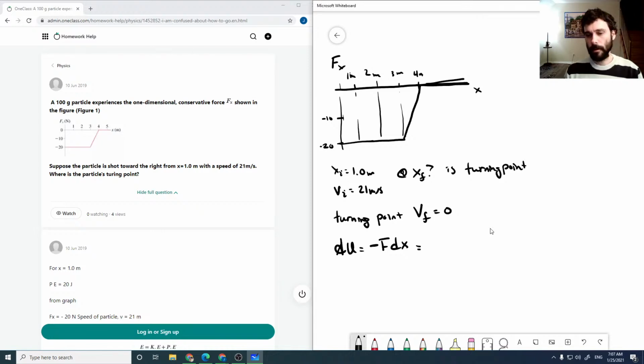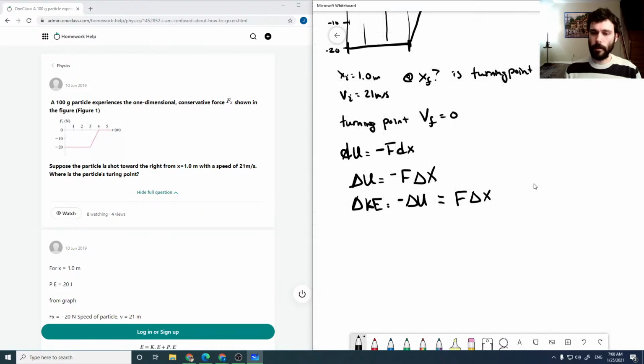Since it's constant, at least in here, so as long as we don't go past 3 meters, then we can say that delta U is minus F delta x. So we know that delta KE is minus delta U for a conservative force. So we were given it was a conservative force. So then it equals F delta x.